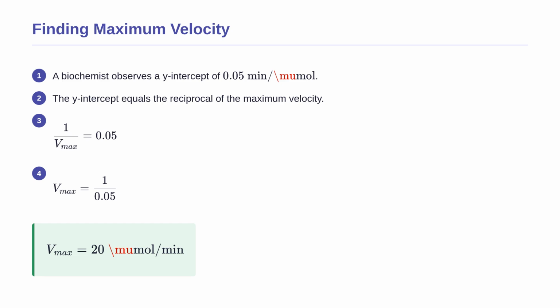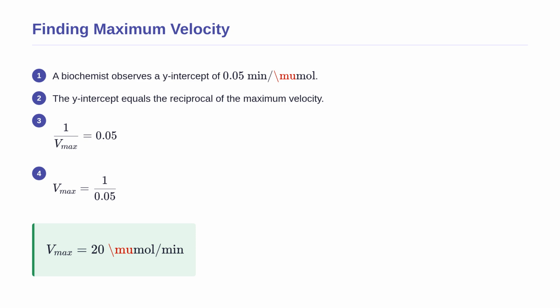Before we move on to how this formula was derived, let us see this with a concrete example. A biochemist conducts an experiment on a new digestive enzyme and observes that the straight line crosses the vertical y-axis at a value of 0.05 minutes per micromole. We need to calculate the maximum velocity. To solve this, we simply remember that the y-intercept is mathematically equal to the reciprocal of the maximum velocity.